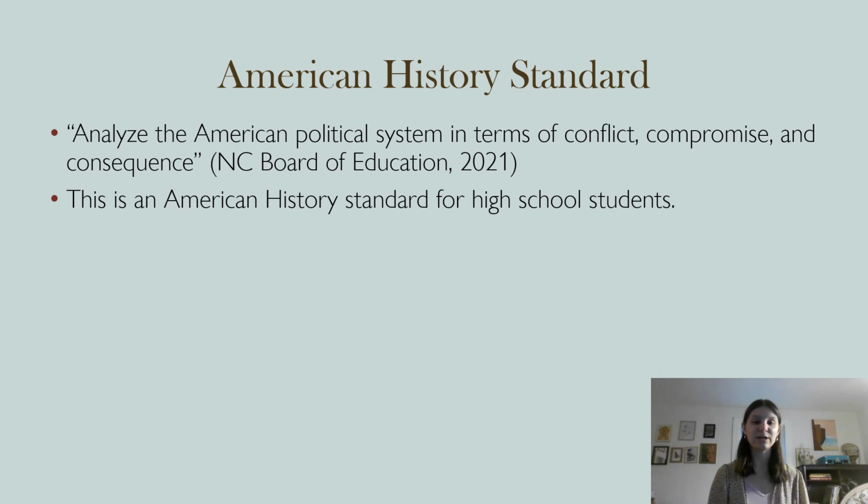The American History Standard I chose. I chose the American History Standard actually because it's one that's typically taken in 9th or 10th grade. So the standard I chose is: analyze the American political system in terms of conflict, compromise, and consequence. This was implemented in 2021.